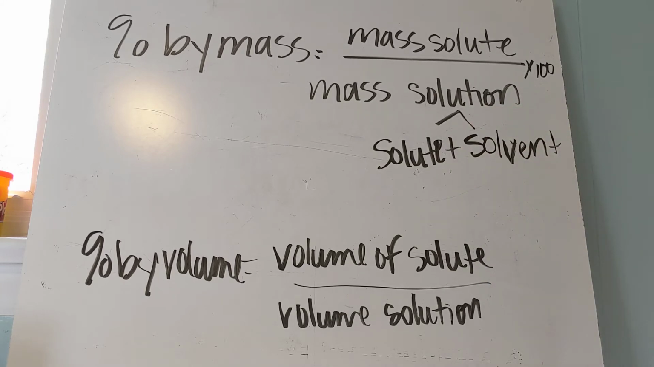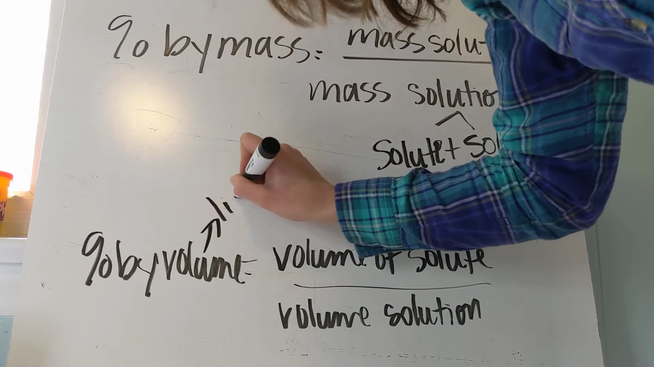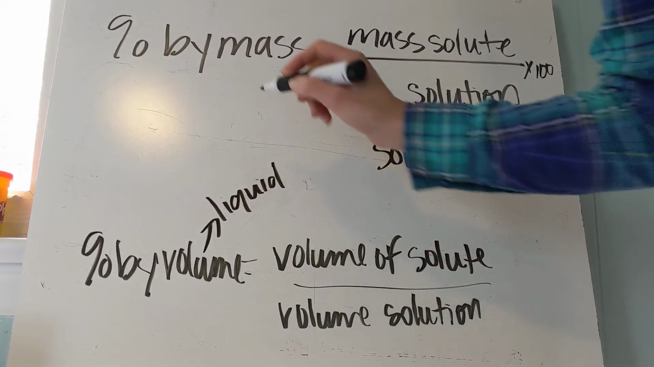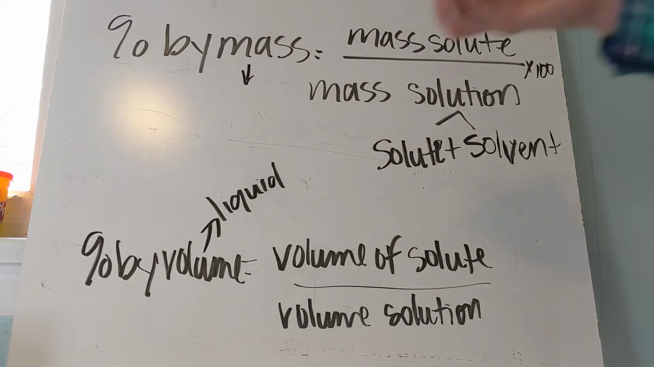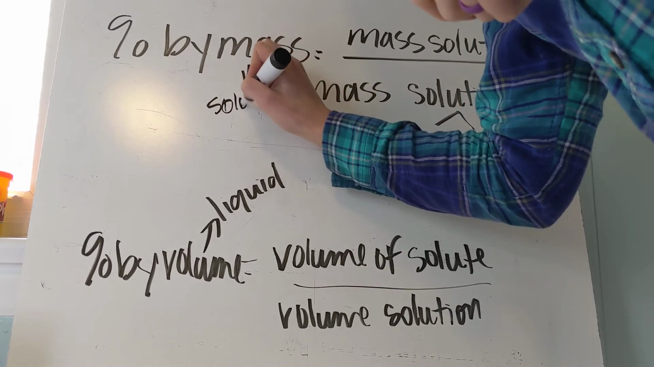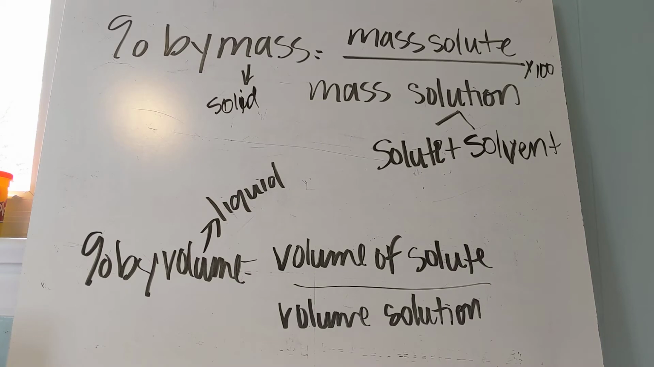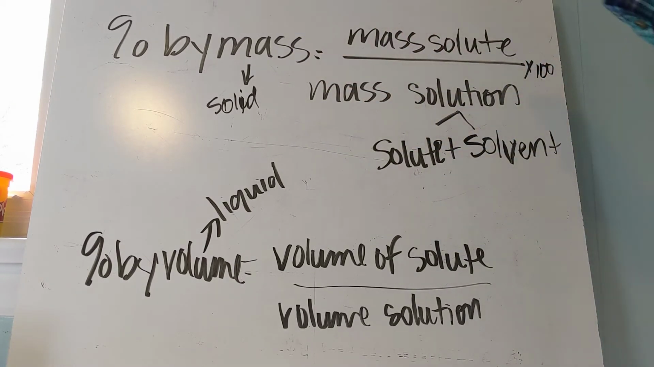Now, when will you use percent by mass and when will you use percent by volume? Percent by volume is used in liquid solutions. Percent by mass is used when you've dissolved a solid in a liquid or even a solid solution. But mass would be used when you have a solid dissolved into your solvent.